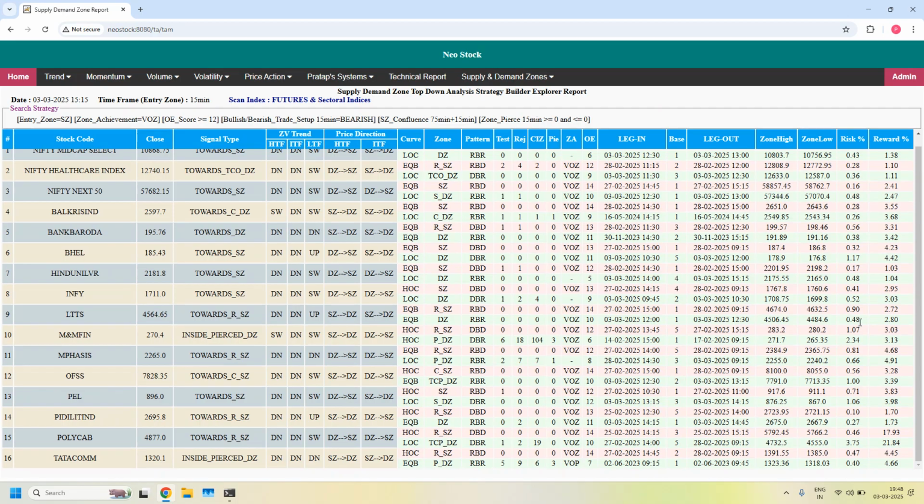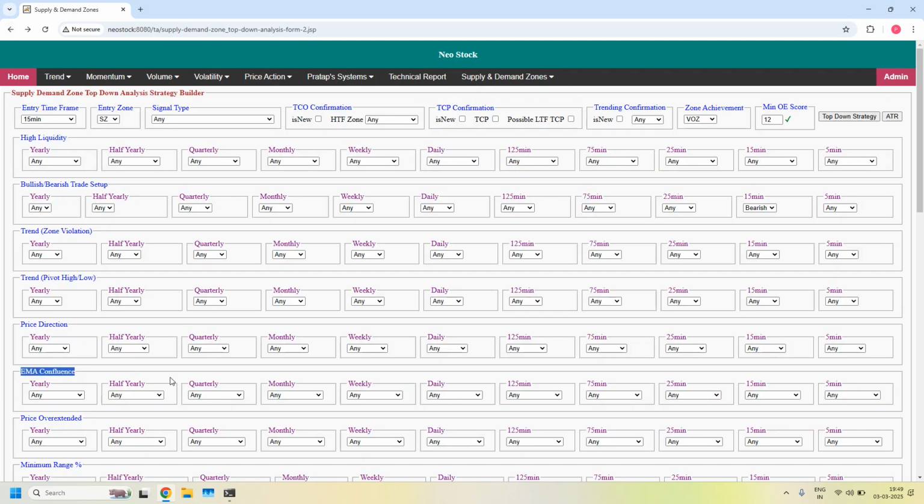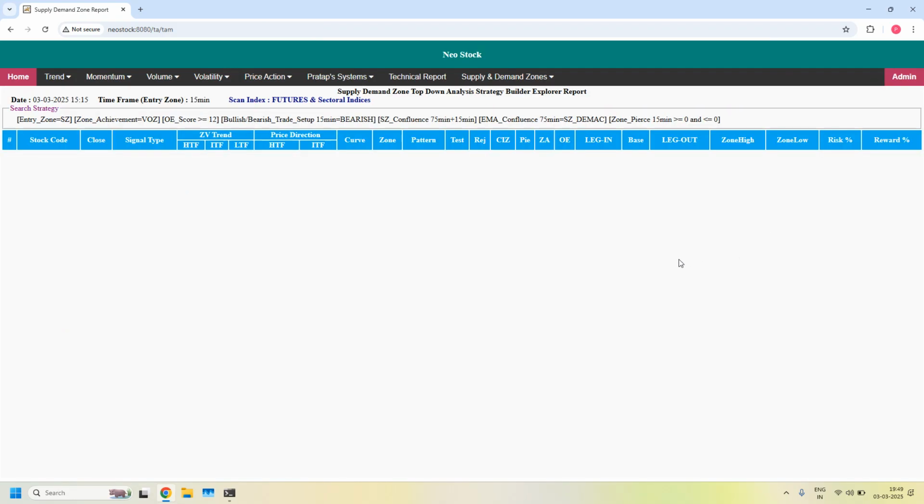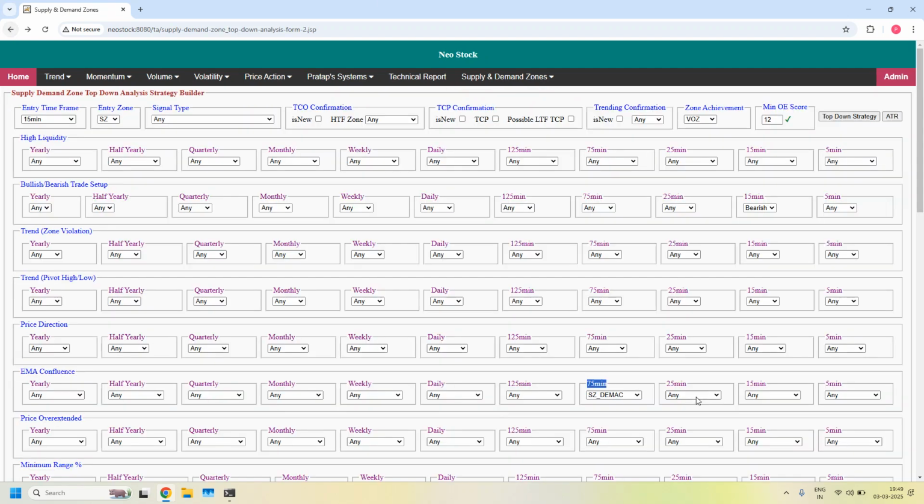Out of these 16, because the 15 minutes supply zone is overlapped with the 75 minutes supply zone, how many of these 75 minute supply zones are having daily EMA confluence? Let us verify. In the EMA confluence at the 75 minutes time frame, I am checking 75 minute supply zone having daily EMA confluence. With this filter, we don't get any stocks. So we don't have. Okay, fine. I am removing the EMA filter.